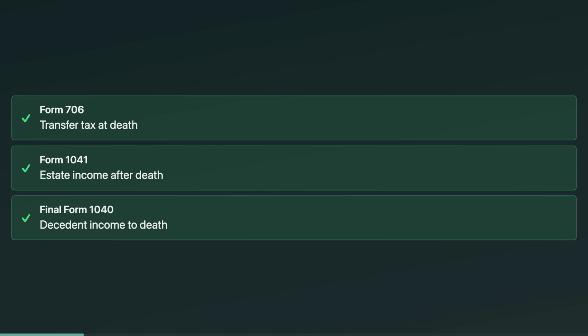Estate tax looks at what the decedent owned and controlled, valued at fair market value on the date of death.